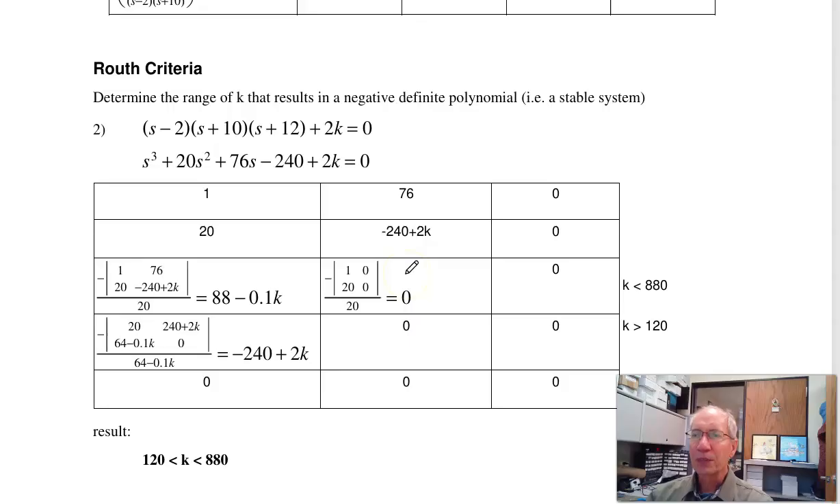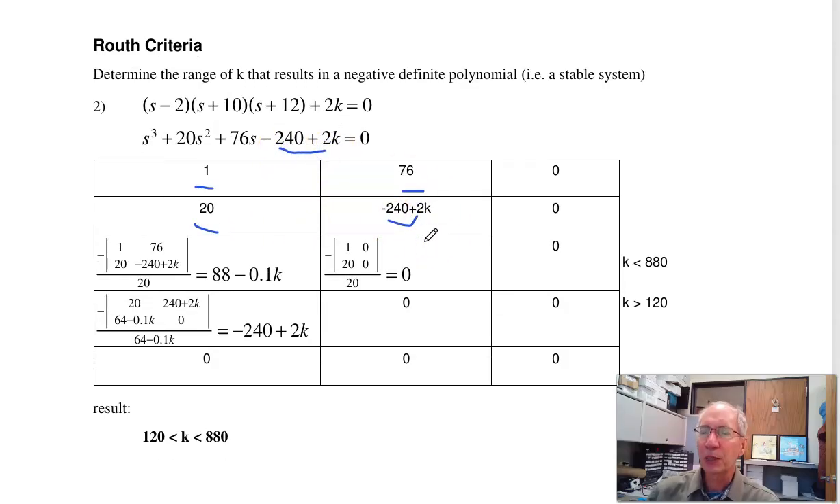Routh criteria. Routh criteria finds the range of K that results in a stable system. So for example, if I have this cubic system, what range of K makes it stable? What I do is multiply out the polynomial, then take all the odd terms. So there's 1 s cubed, 76 s, first term, third term. Take the even terms.